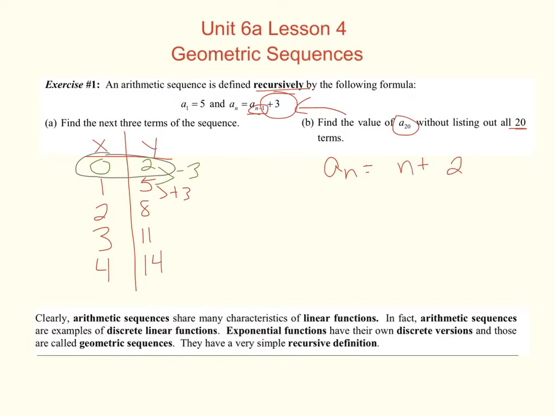And we know what my slope is. My slope is determined right from my recursive formula, and my slope is 3. So my formula is a sub n equals 3n plus 2. Wasn't that easy to create an explicit formula? I think so. So now we're going to take that 20 and plug it right in for my n's. So a sub 20 equals 3 times 20 plus 2.